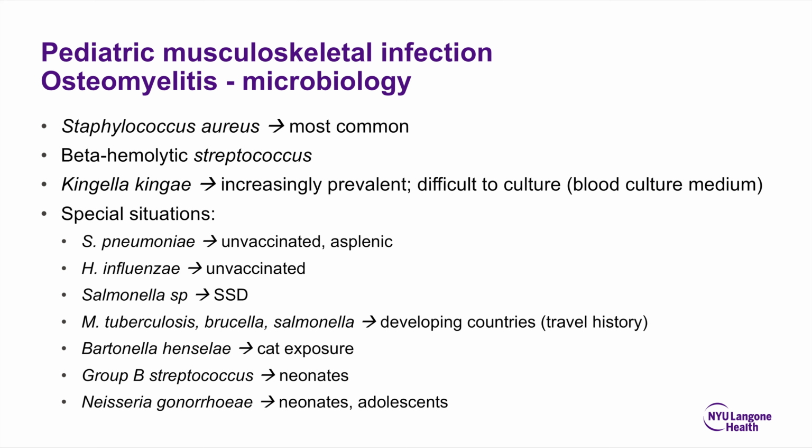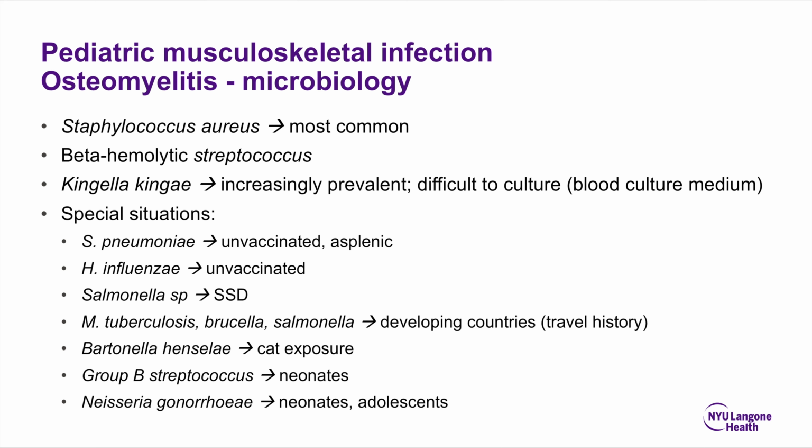In terms of the microbiology, again, Staph aureus is most common, and again, this can be MSSA or MRSA, followed by beta hemolytic streptococcus species, and then Kingella, I think, is increasingly tested. It is increasingly prevalent, although notoriously difficult to culture.